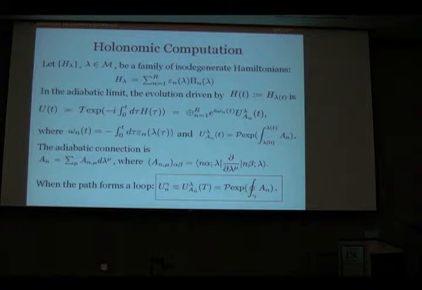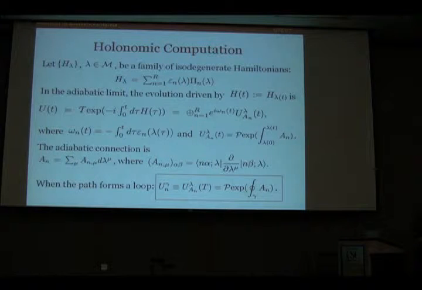It is a path-ordered exponent of the adiabatic connection, which is expressed by the following ansatz. Here, lambda mu denote local coordinates in the manifold, and n alpha and n beta denote different bases in the nth eigenspace, the instantaneous eigenspace at given time lambda. So when we complete the loop in parameter space, what we obtain is a geometrically invariant object called a holonomy. This is this unitary transformation.